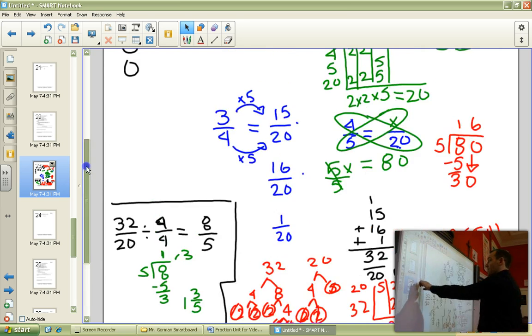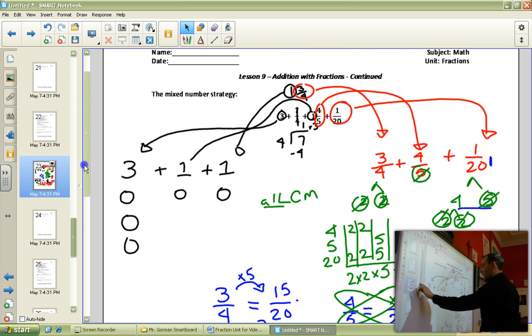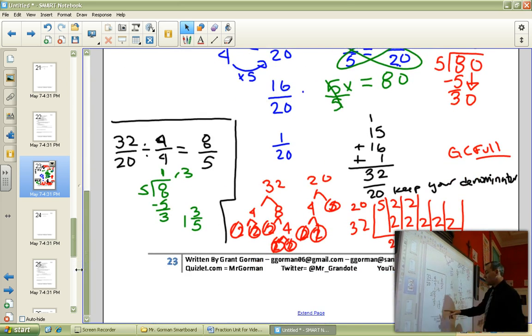I'm going to go back up and review what just happened. We started with a problem for the mixed number strategy. We took all of the whole numbers away, and we pulled all of the fractions aside. We then added all of the fractions, going through all of those steps, and have brought ourselves back down to a mixed number.